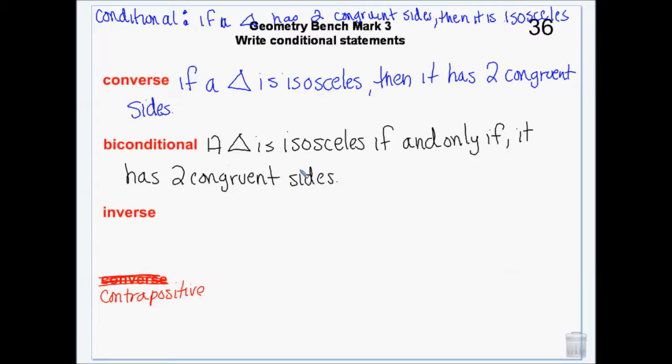And now an abbreviation for if and only if, so that you don't have to write it out every time: instead of this right here, I could have just put IFF. IFF stands for if and only if in math. So you could have written, a triangle is isosceles IFF it has two congruent sides.